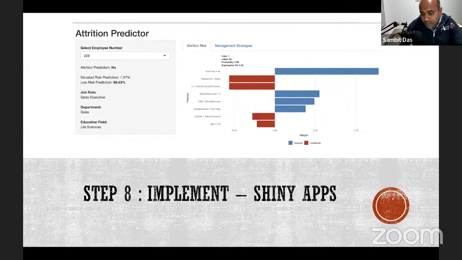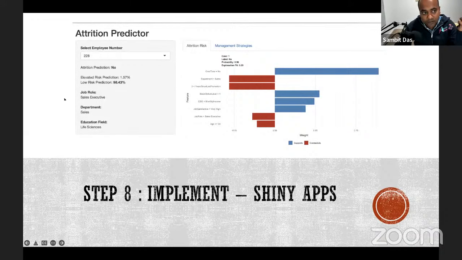This app is basically using Shiny apps, which is a hosting platform from RStudio. After developing the programs, I just published this app using Shiny. On the left hand side, I can select the employee number, as I was telling you at the start, that you use the employee number to do a search function. So I use the employee number here in the drop down.